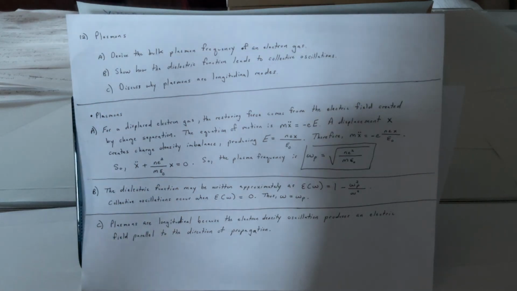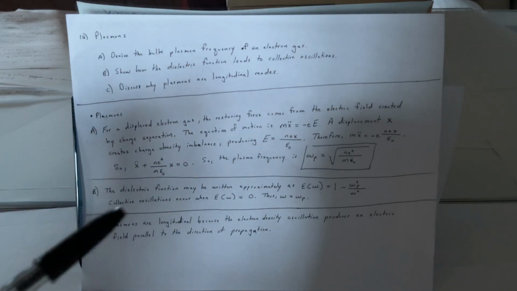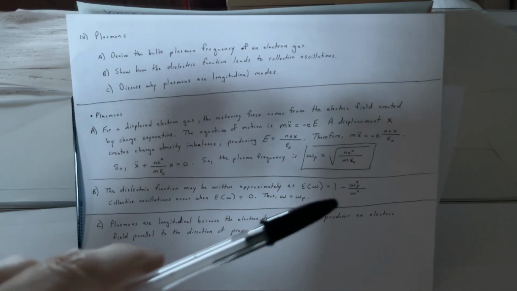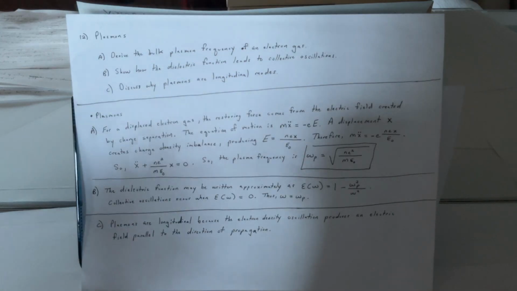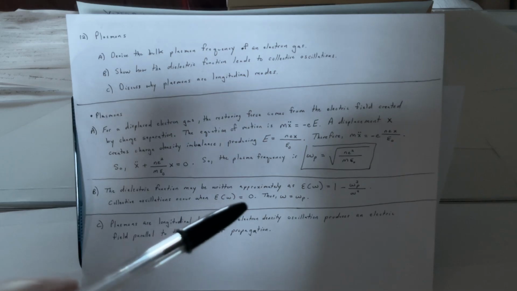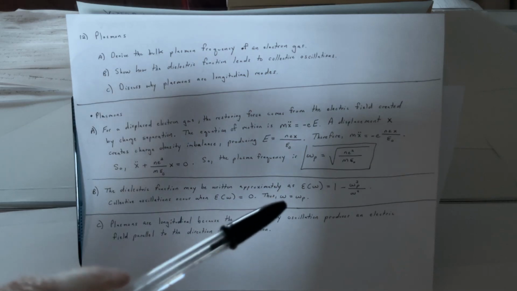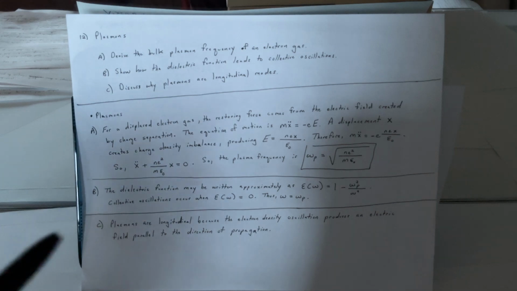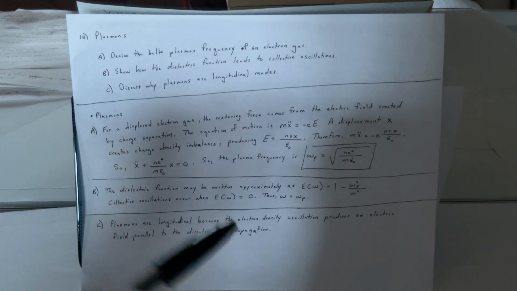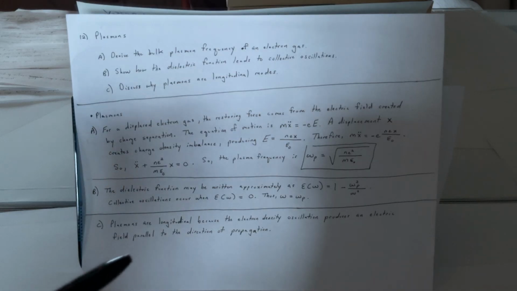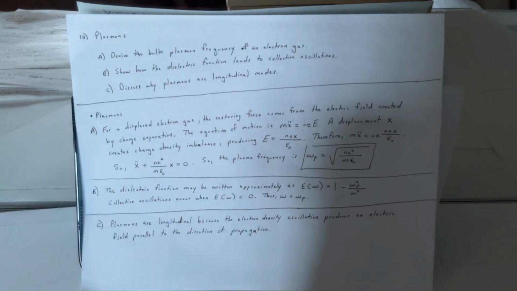Part B, the dielectric function may be written approximately as epsilon of omega equals 1 minus this quantity here. Collective oscillations occur when epsilon of omega equals 0. Thus, we have this relation, the omegas. And plasmons are longitudinal because the electron density oscillation produces an electric field parallel to the direction of propagation.